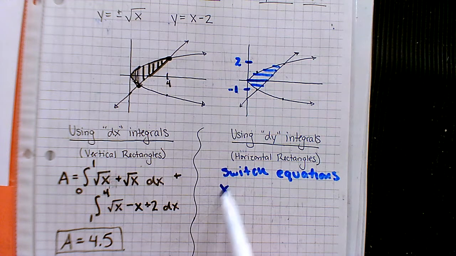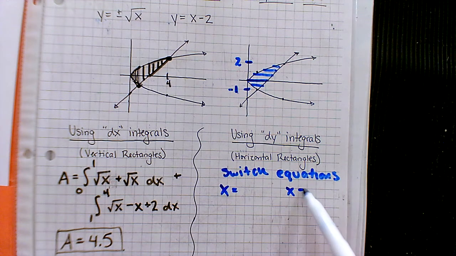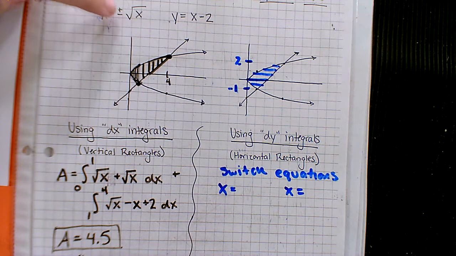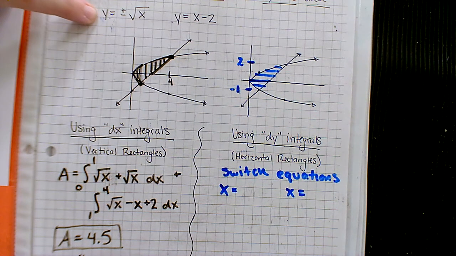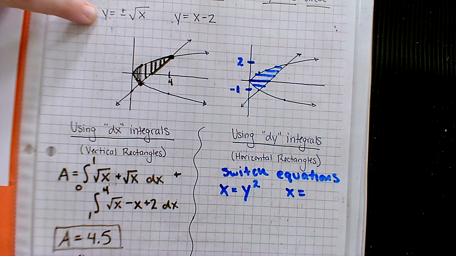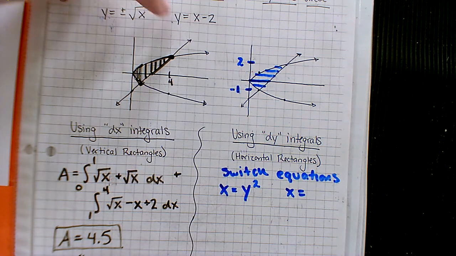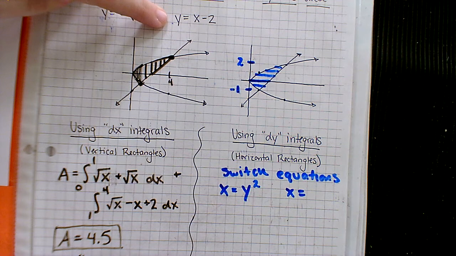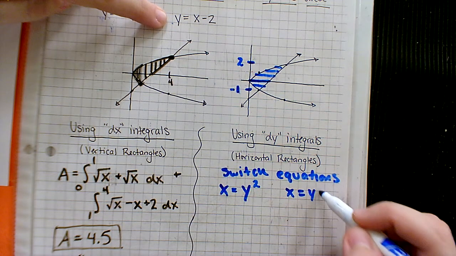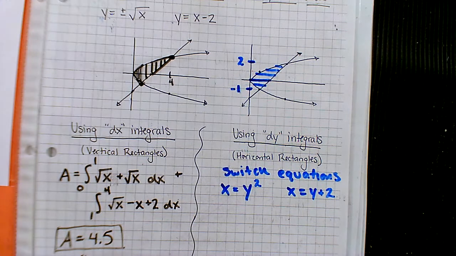That means we've got to figure out what these would look like in terms of x equals. So let's think about the first one. How can you get the x all by itself for the plus or minus square root? How can you get rid of a square root? We'd square it, right? So the first one would change to x equals y squared. And then for the second one, if we tried to get x all by itself, we would simply add the 2 over. So x would equal y plus 2.